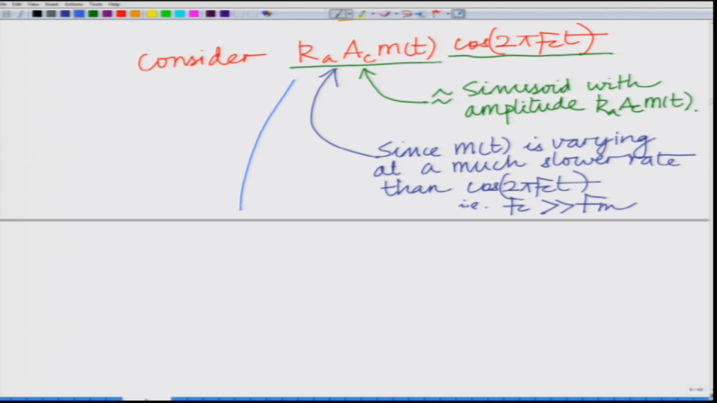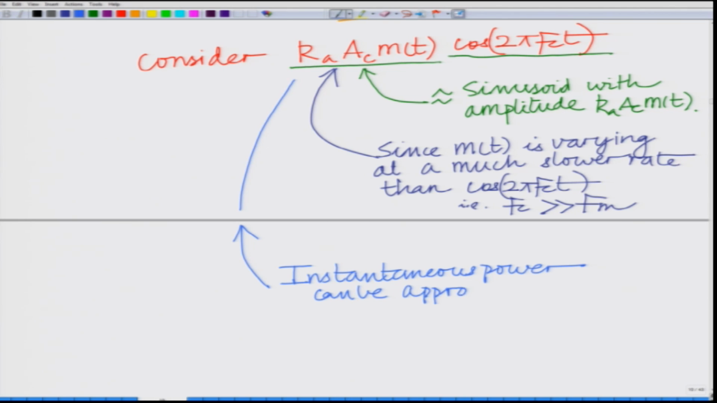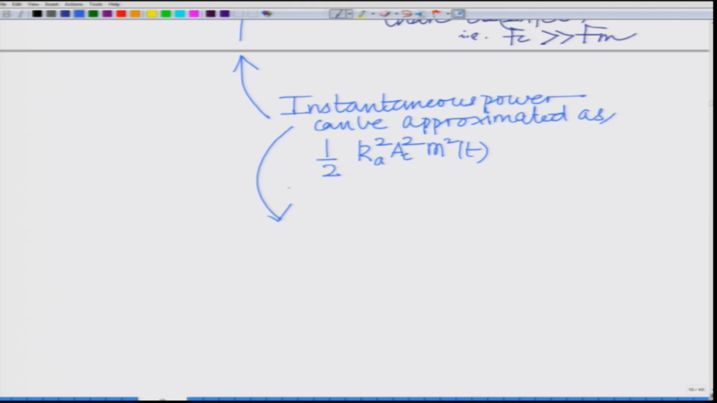Therefore, the instantaneous power of this can be approximated as half this amplitude square, that is half k_a square A_c square m square t, and therefore the average power can be obtained as the expected value of this quantity.